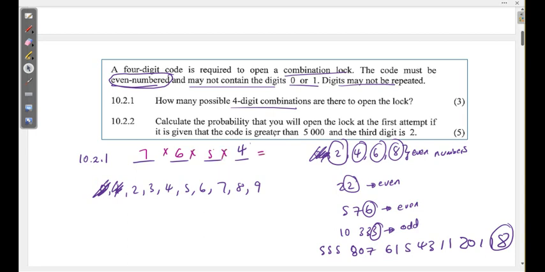So how many possible 4-digit combinations are there? You put that in your calculator. I think you should get something like 840 combinations. Great stuff there. Beautiful stuff. And then we go to 10.2.2.